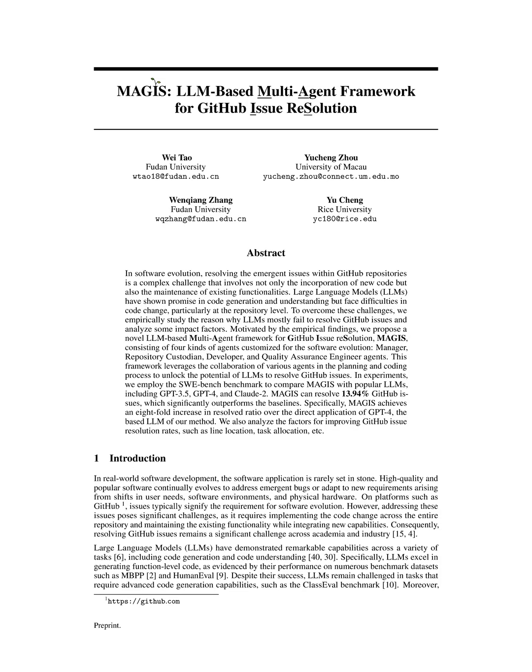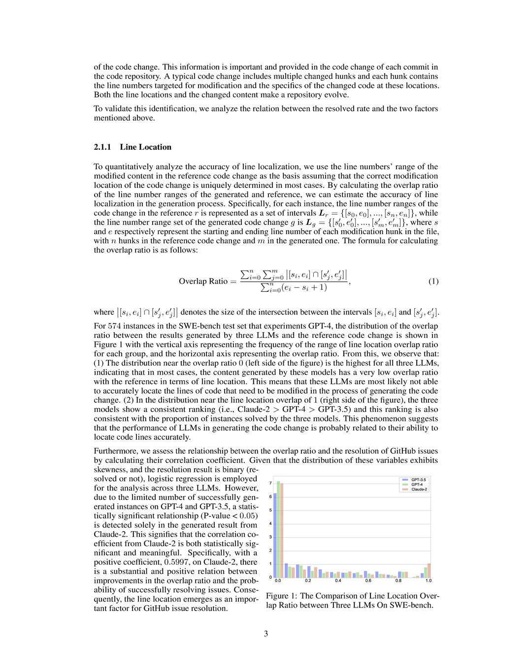The significance of the overlap ratio in relation to resolving GitHub issues, as discussed in the paper, lies in its correlation with the effectiveness of large language models, LLMs, in generating code changes. The overlap ratio measures the accuracy of line localization in the code change generation process. A high overlap ratio indicates that the content generated by LLMs closely matches the reference code in terms of line location, suggesting accurate identification of the lines of code that need modification.